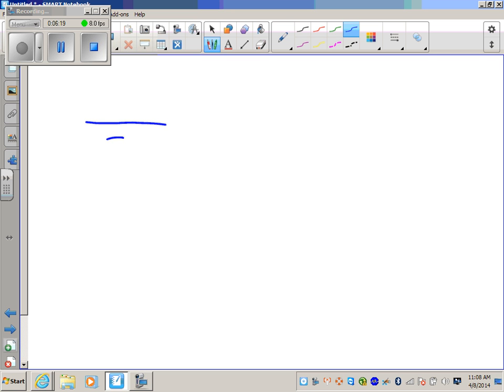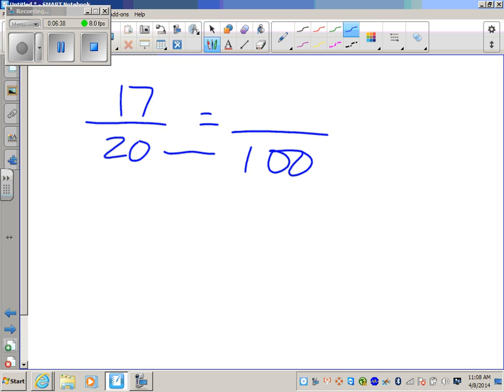Let's say I had an assignment out of 20, and I scored a 17 out of 20, and I wanted to find out what grade that was. To get from 20 to 100, I would multiply a 20 times what? 5. So a 17 times 5 would become 85%, which is a B, a solid B.